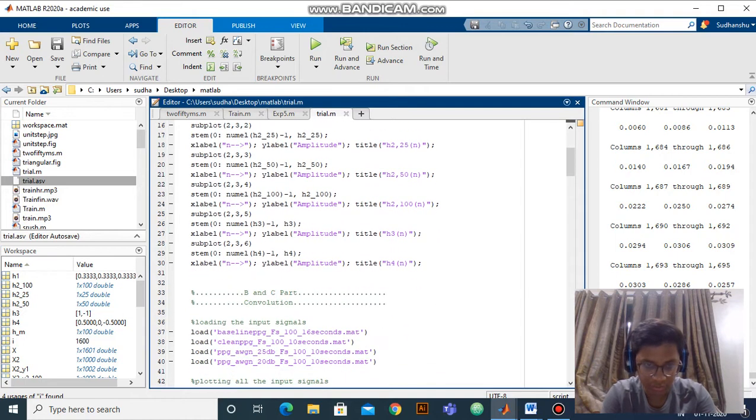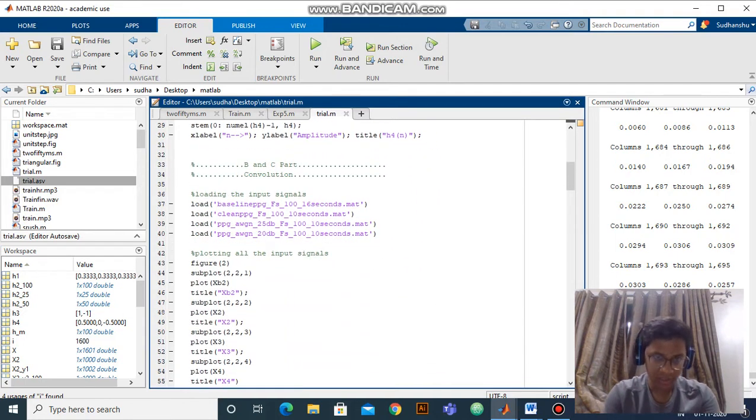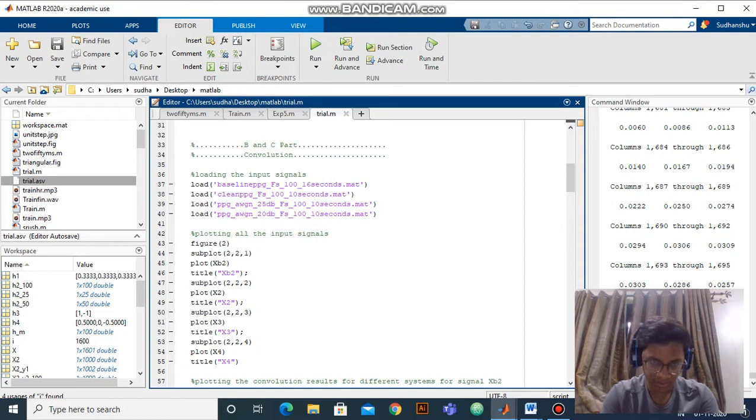Next, let us load the 4 input signals that are given to us. One is the baseline PPG, the other is the clean PPG signal. Next is the PPG with AWGN noise at 25 decibels for 10 seconds, and next is PPG with AWGN noise at 20 decibels. So we have these 4 signals.